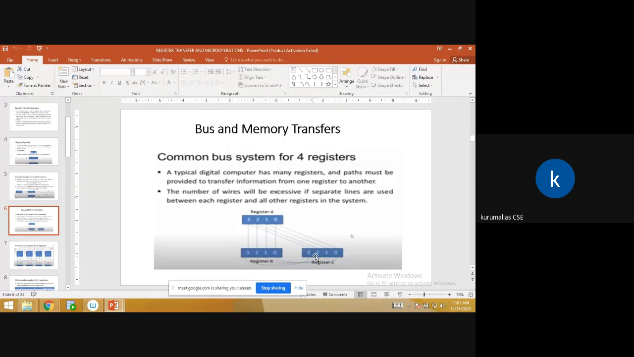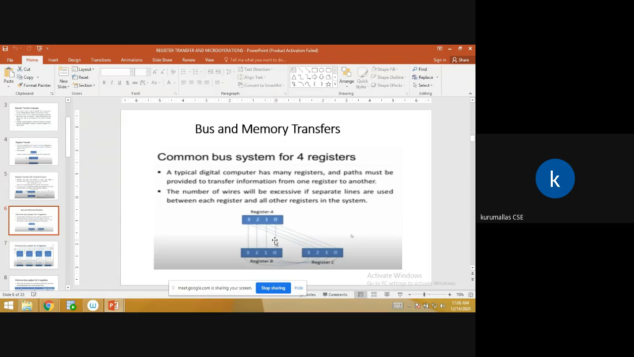If the same data has to be transferred from register A to another register, we have to take one more register, that is C. This is also a 4-bit register, 0 1 2 3. To transfer the same data from register A to register C, we have to link like this. Again we need four wires. Then to transfer from C to B, again we need four wires. This is for 4-bit representation, and we can understand it easily.